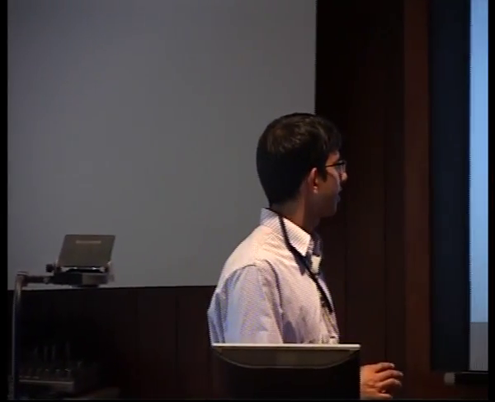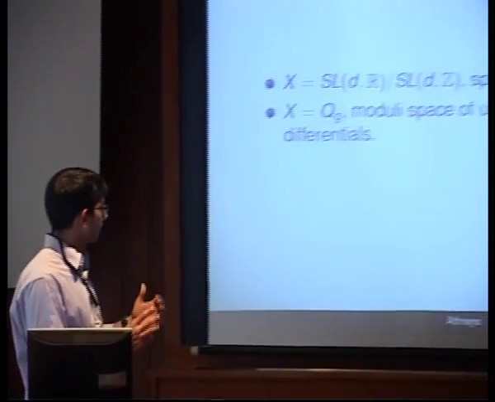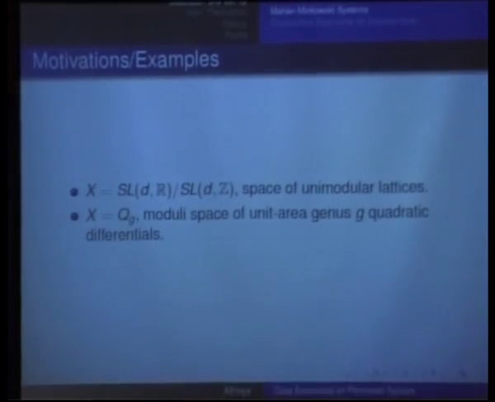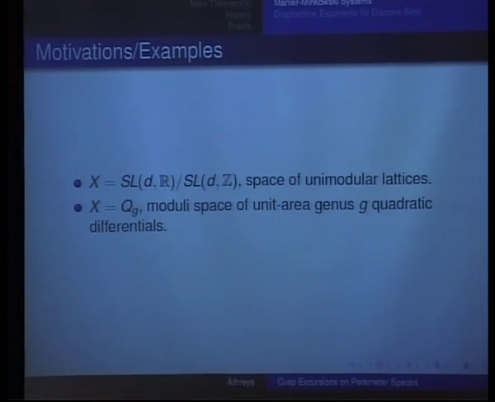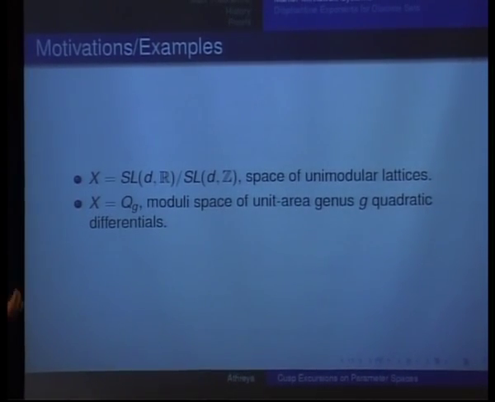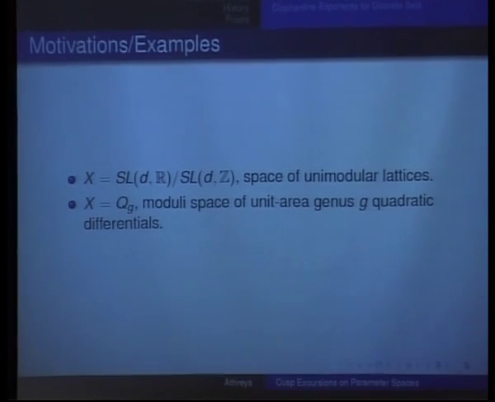The other example, this is something that's very close to my heart, but I may not talk too much about today, is X equals the moduli space of unit area genus g quadratic differentials. So these are flat metrics, singular flat metrics maybe is the best way to think about them, on a genus g surface with cone-type singularities and transition maps of the form z goes to plus or minus z plus c. Let's not worry too much about this other example. I just want to let people know that it's there. This is the context. The point of this is that you can, in the same way, treat both these cases.